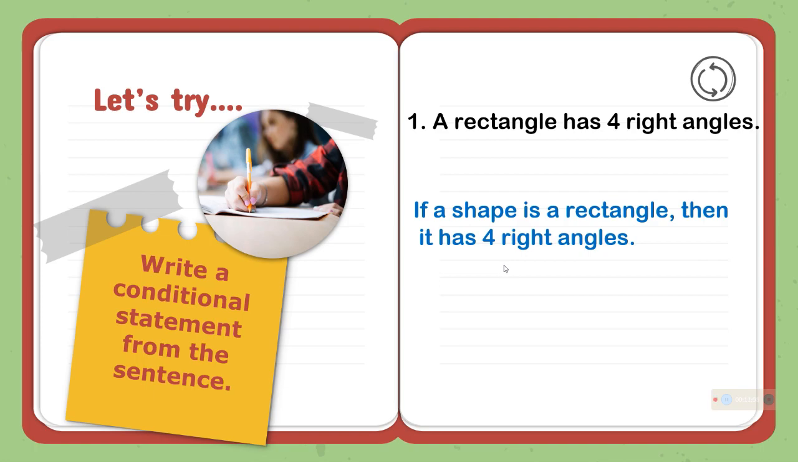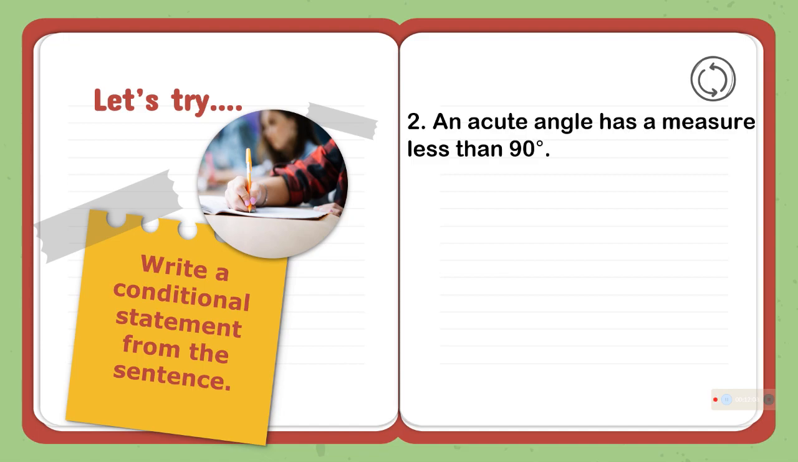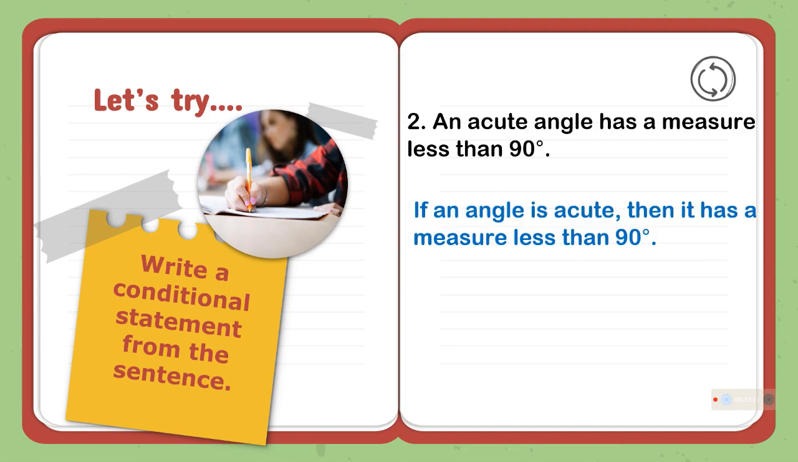Okay, for our second one, we have, an acute angle has a measure less than 90 degrees. What will be the conditional statement here? Try to answer this. Okay, we have here: if an angle is acute, then it has a measure less than 90 degrees.